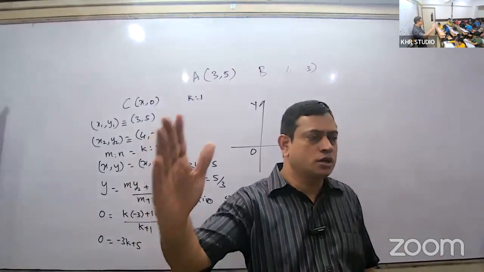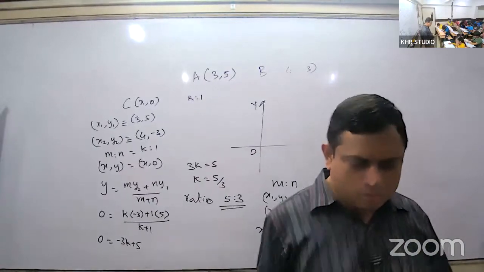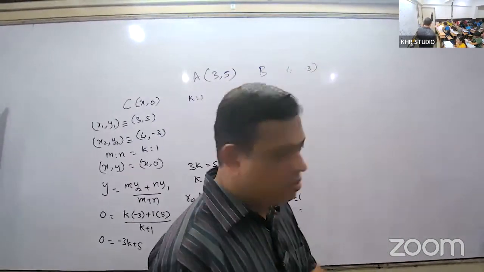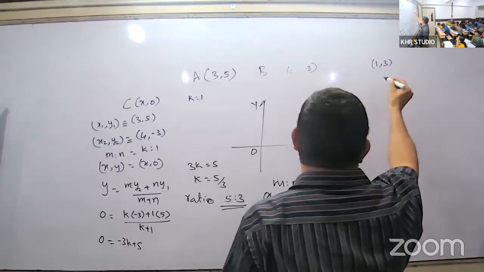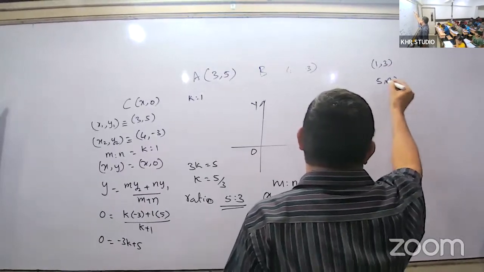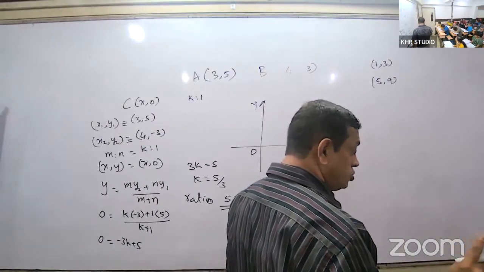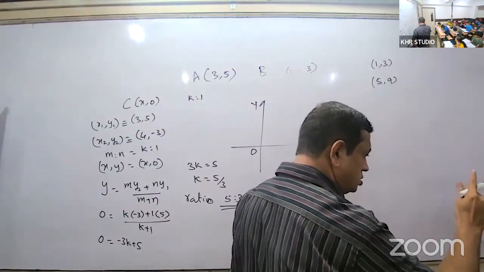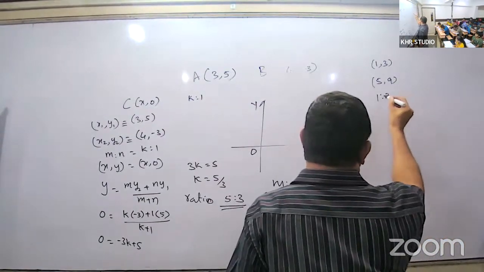All of you be quiet now. Calculate the coordinates of point P by the points A 1, 3 and B 5, 9, in the ratio 1 is to 2. Bilal, if you open your mouth, you go outside. 1 is to 2. Okay, Nishta, tell what all things are given.